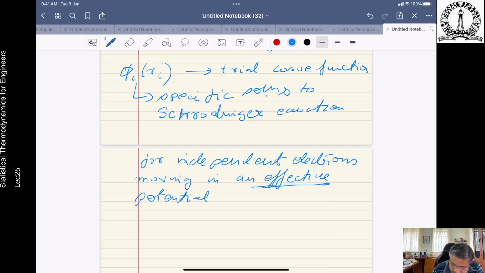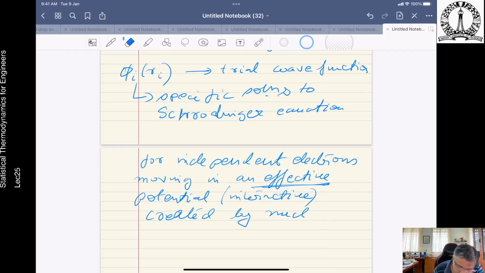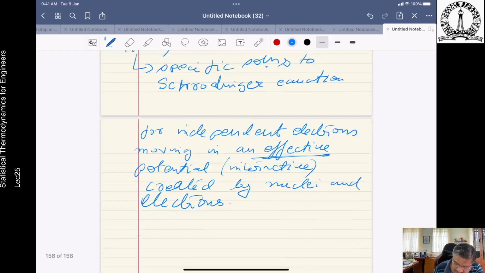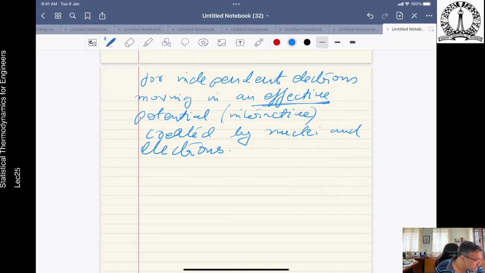Potential, which is interactive in nature, basically an interactive potential created by the nuclei and electrons. So the final solution is obtained by iteratively guessing the values of the above parameters until you get a convergence. What you do is you guess values and then see whether it converges. So it is an iterative solution.